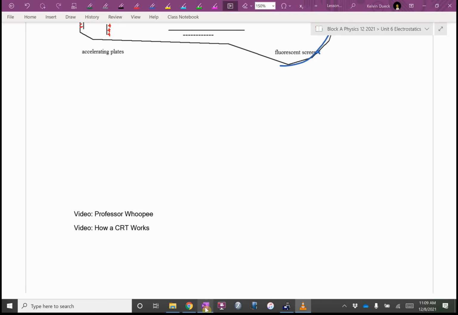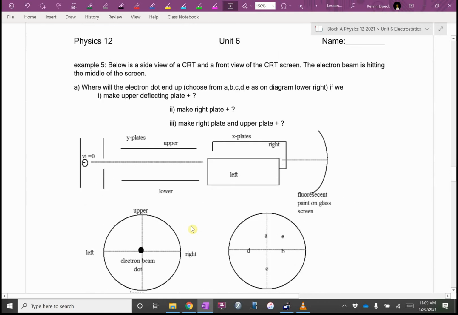So let's dive into this in more detail because TV has raised most of you, right? Here's a side view of a cathode ray tube and a front view of the screen. So I'd like you to imagine that you are sitting in a chair right here. This is what you're seeing. Here's your TV screen right here.